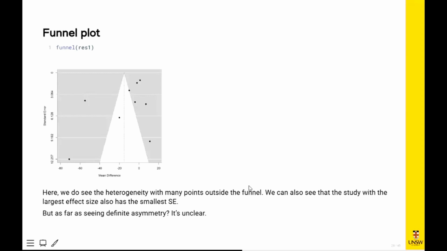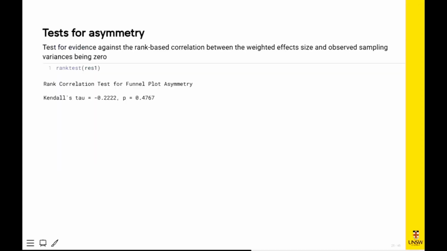So for this, we do see the high heterogeneity. We also can see that the study with the large effect size also has a large standard error. But as far as seeing any definite evidence of asymmetry, it's kind of unclear, and that may be because we only have 9 studies, and it's hard to tell a pattern with only 9 studies.